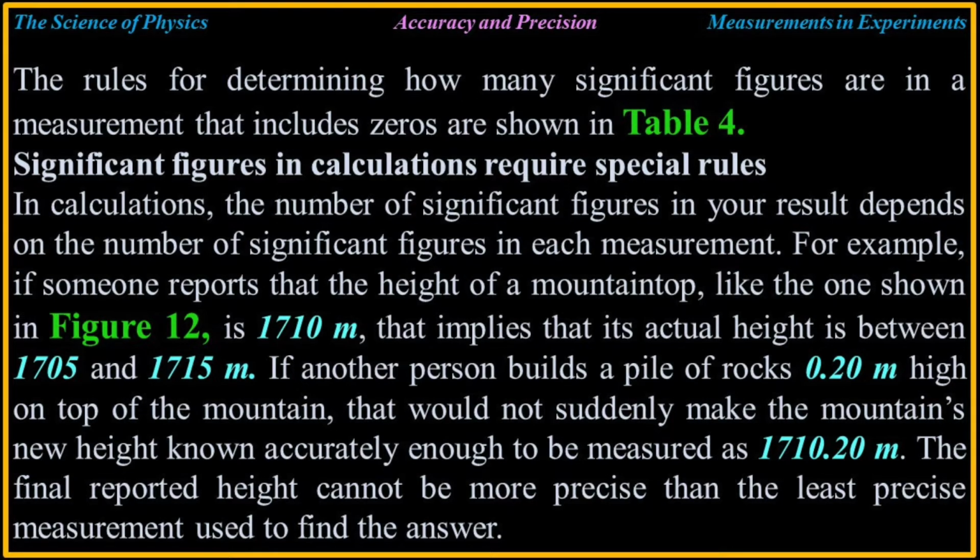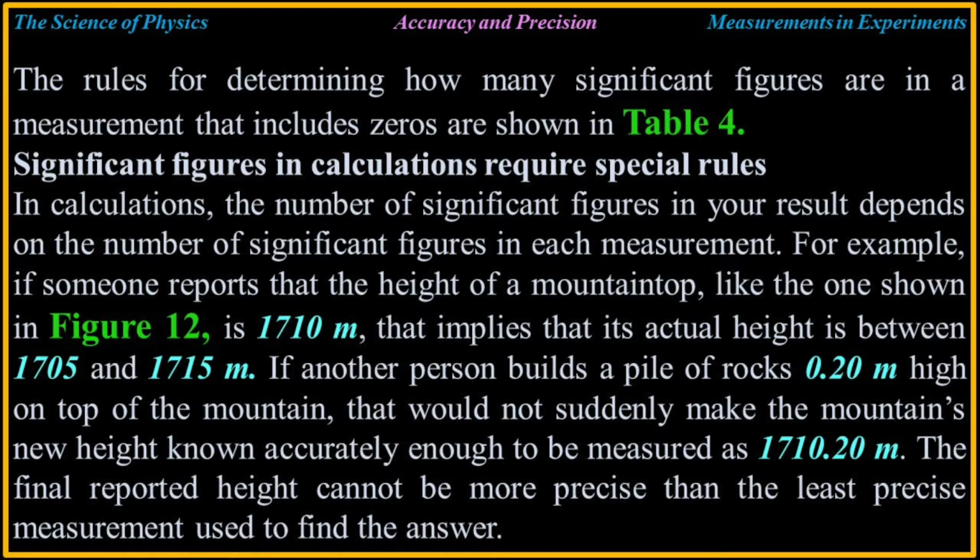The rules for determining how many significant figures are in a measurement that includes 0 are shown in Table 4. Significant figures in calculations require special rules. In calculations, the number of significant figures in your result depends on the number of significant figures in each measurement. For example, if someone reports that the height of a mountaintop, like that shown in Figure 12, is 1,710 meters, that's 3 significant figures, that implies that its actual height is between 1705 and 1715 meters.